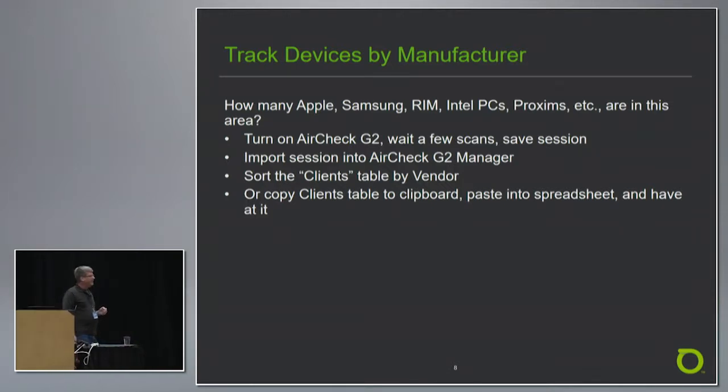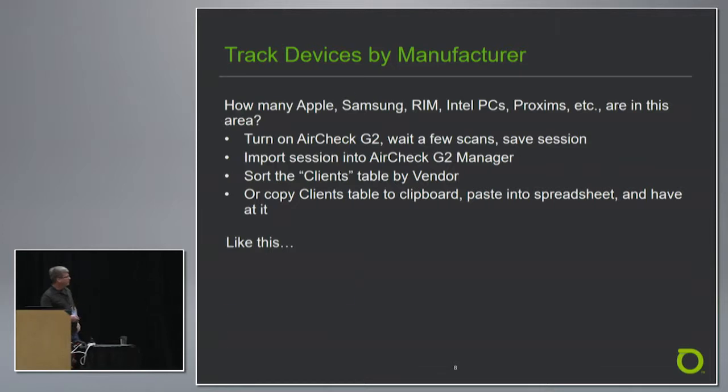Import that session data that you've saved into the AirCheck manager. And then you would sort the clients. There's a client table on there that you could sort by vendor. Or better yet, you can copy all that to your clipboard, paste it into whatever app you want, like a spreadsheet, and then run whatever analytics you want on it there.